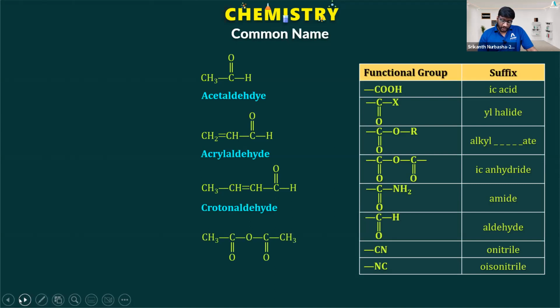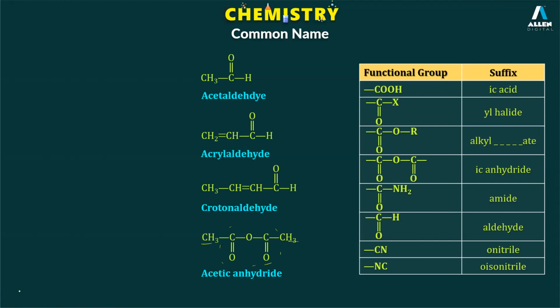CH3 C double bond O, O, C double bond CH3. This is an anhydride. You have to use the name acetic anhydride because you have how many carbons? 2 carbons on either side, leaving out the C double bond O, O, C double bond O. So 2 carbons means acetic anhydride. Is that clear, students? Everything so far? Yes, sir.